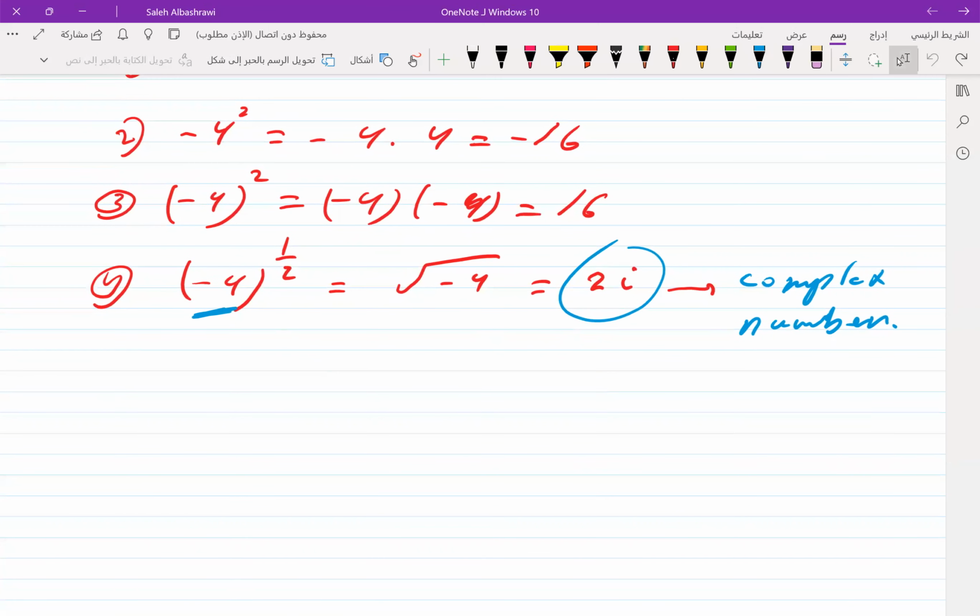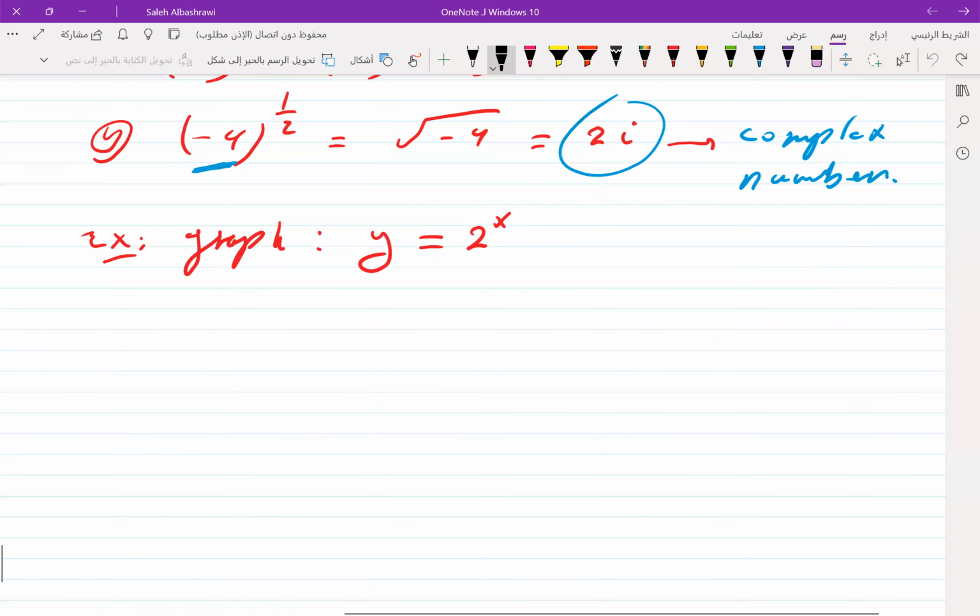Now for the exponential function, let's start graphing some exponential function. How to sketch an exponential function. Graph the function y equal to 2 to power x, or f of x equal to 2 to power x. I want to graph this exponential function.